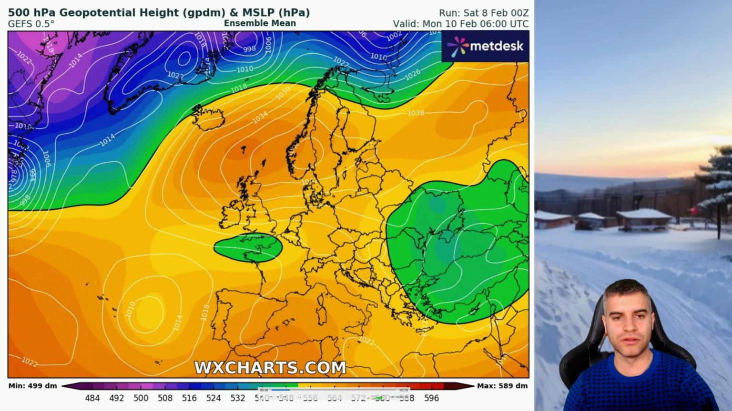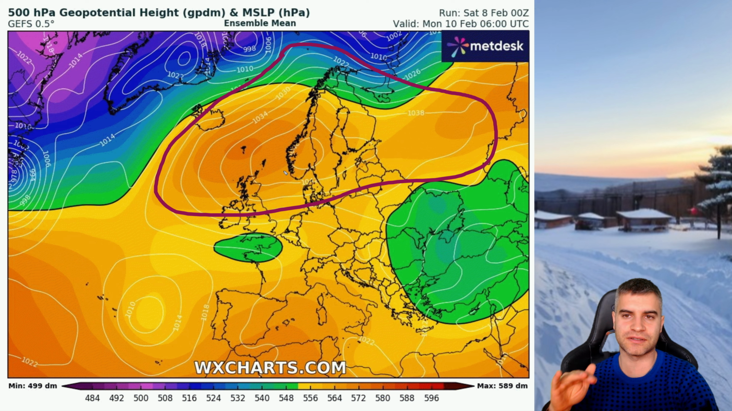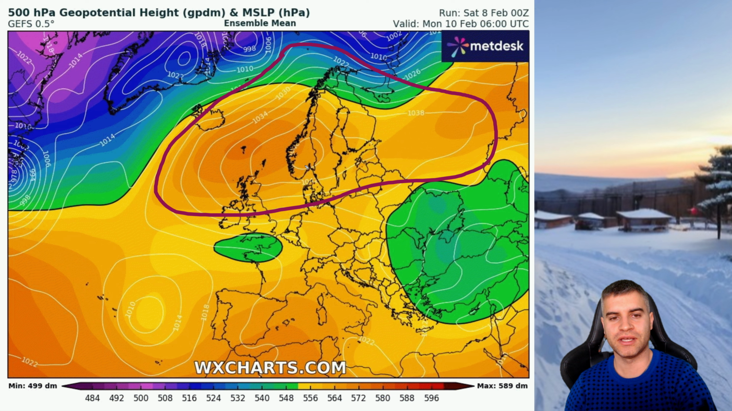Okay, so right now we're looking at a map that is showing us the pressure around 5.5 kilometers above the ground, and here you can see this powerful anticyclone that I have circled here around Scandinavia. This is around the 10th of February, and this anticyclone is expected to move to the north-northwest and position itself around Greenland in this direction that I'm showing you on the map right now.